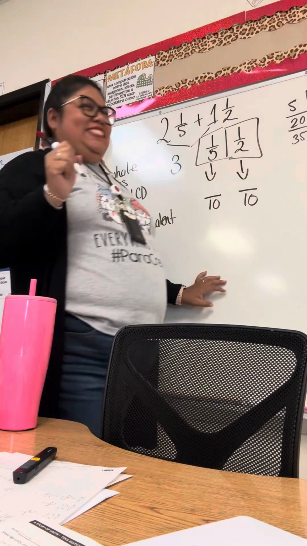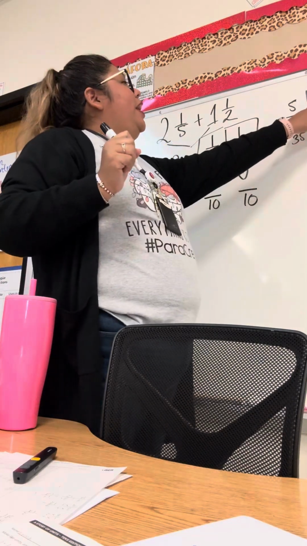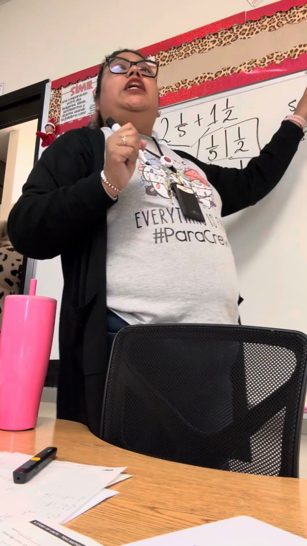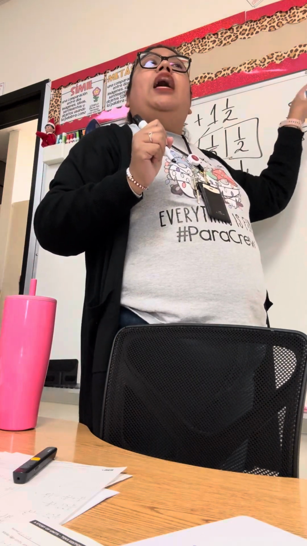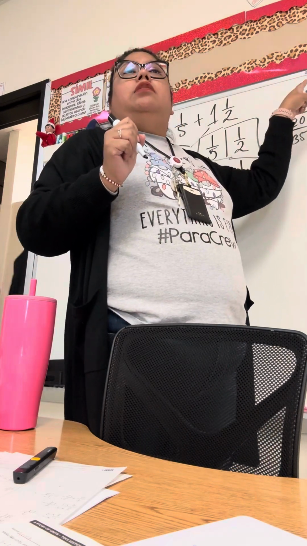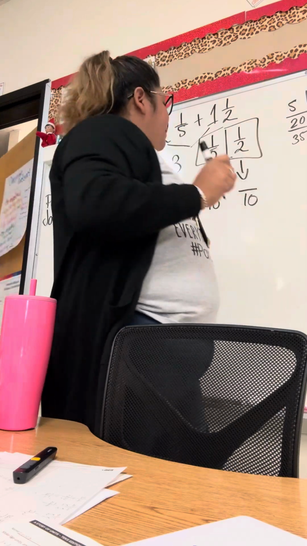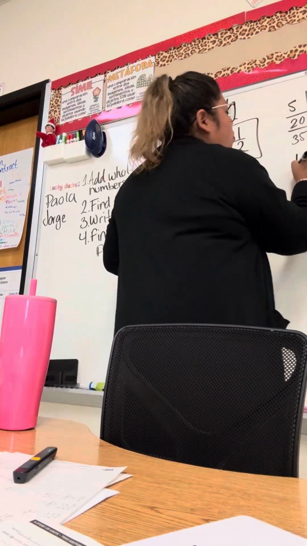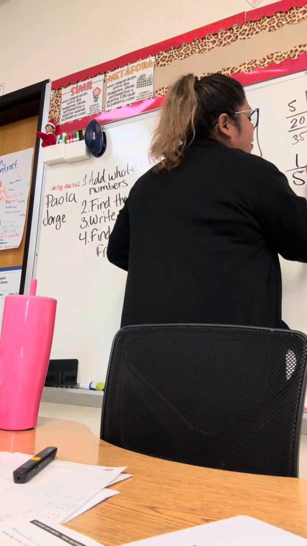Now, okay, let's look at here. In number 5, we're going to start with 5. How many times do we have to count to get to the 10? 2. Meaning I'm going to have to multiply this fraction 1/5 by 2.